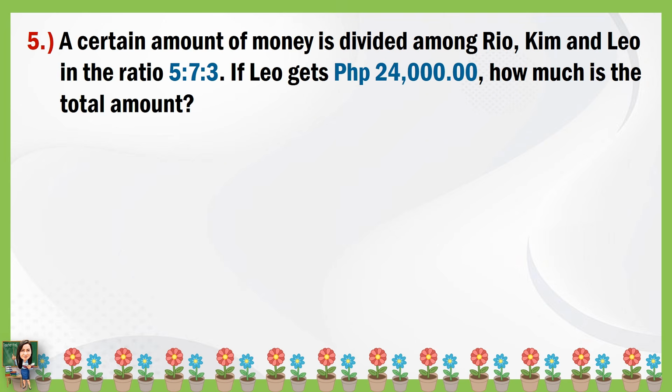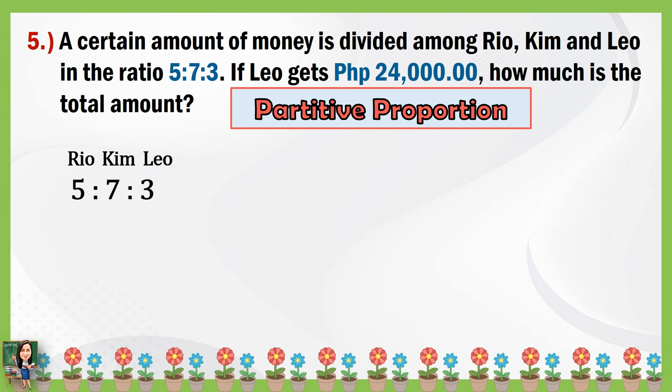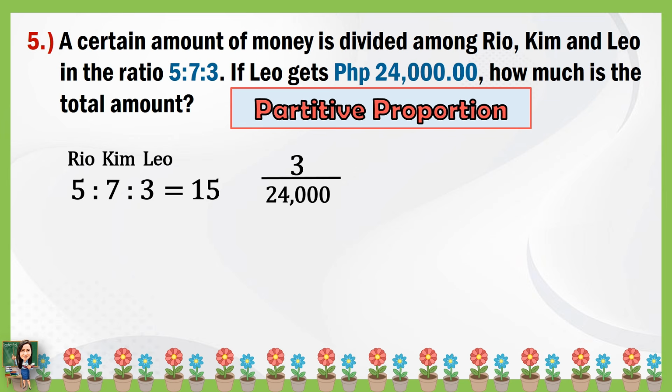And for number 5, a certain amount of money is divided among Rio, Kim, and Leo in the ratio 5:7:3. If Leo gets 24,000 pesos, how much is the total amount? This is a partitive proportion. Rio, Kim, and Leo. So Rio 5, Kim 7, and Leo 3. 5:7:3. Or 5 plus 7 plus 3 equals 15. So 3 is for Leo, which is 24,000 pesos equals 15, the total amount of money.